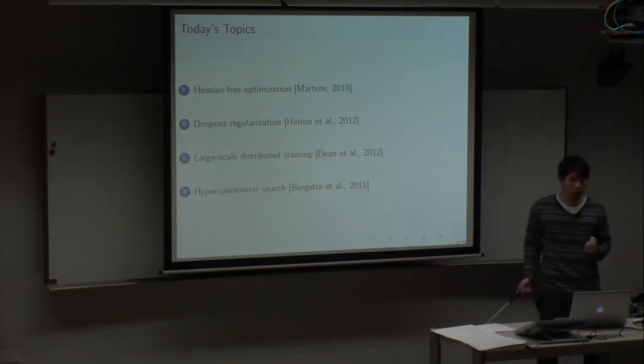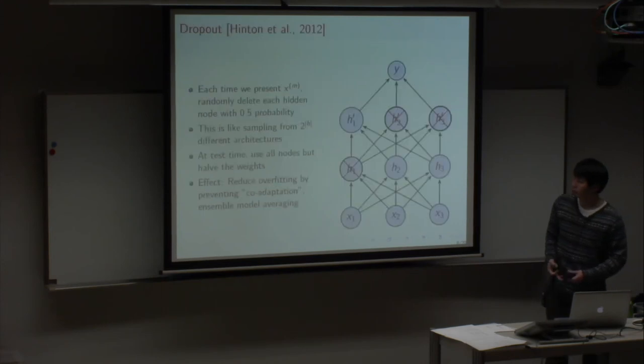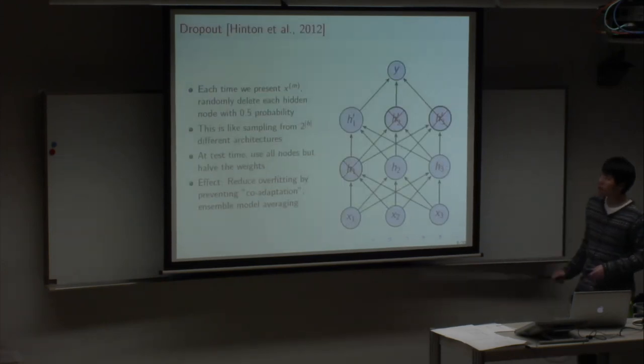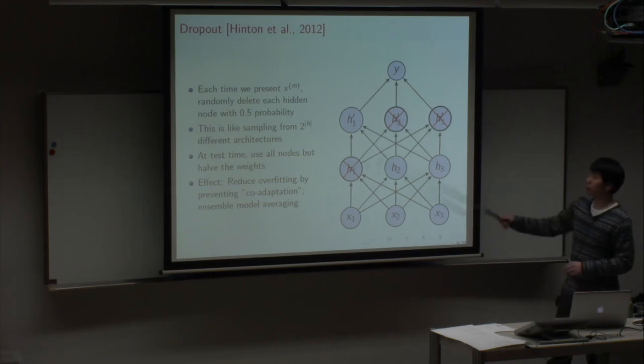Another issue we need to care about goes back to the question of generalization, right? Regularization is important when you have something that has very high expressiveness. So Hinton proposed this interesting idea called dropout. You can think of it as a way to regularize the model. It's very, very simple. This one slide explains the entire thing.